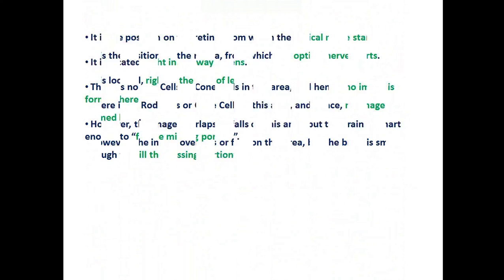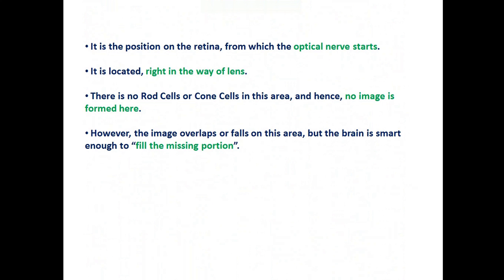Okay, what is the blind spot? It is the position on the retina, from which the optic nerve starts. It is located right in the way of the lens. There are no rod cells or cone cells in this area, and hence no image is formed here. However, the image overlaps or falls on this area, but the brain is smart enough to fill the missing portion.